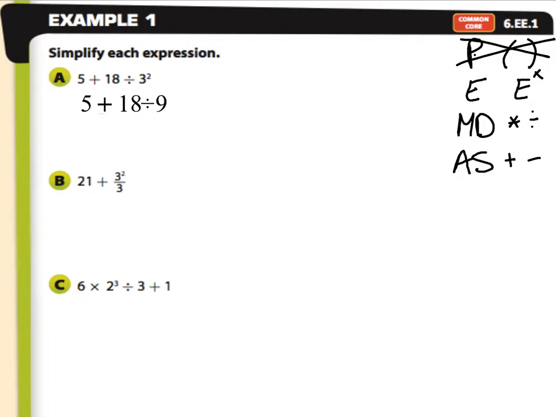Okay? Then I figure out the next step. Multiplication or division. In this case, I have division. So 18 divided by 9 is 2. I have 5 and I have plus left. And then the only thing left to do is add. So my answer here would be 7.